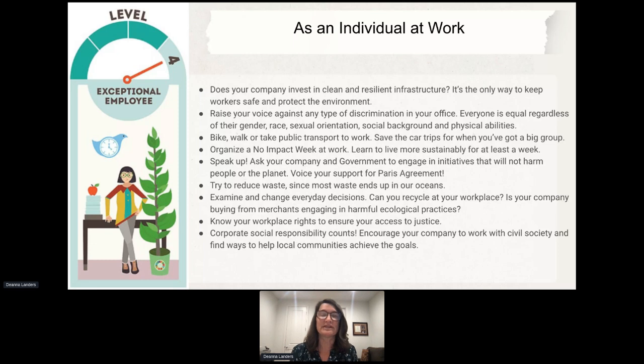When you look at equality, there are all sorts of sustainable development goals. It's not all about the environment. We want to have equality, gender equality, and reduce discrimination of any kind. And so if your company has a diversity and inclusion program, you can contribute to it, and if you don't have one, you could start one. There are so many opportunities that you have as an individual to make a difference in your company.